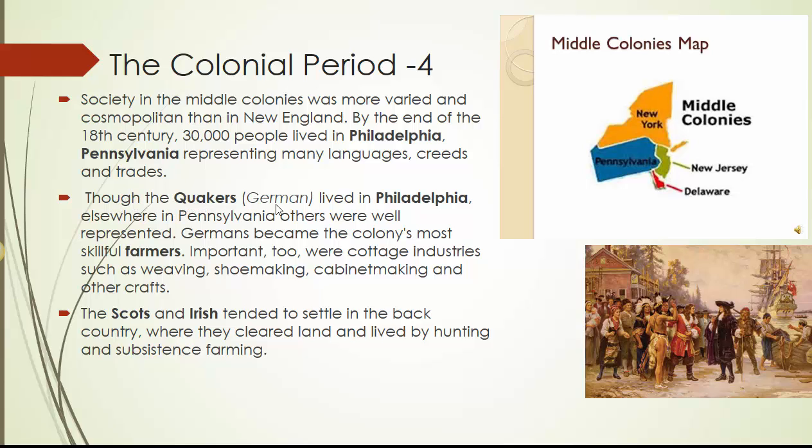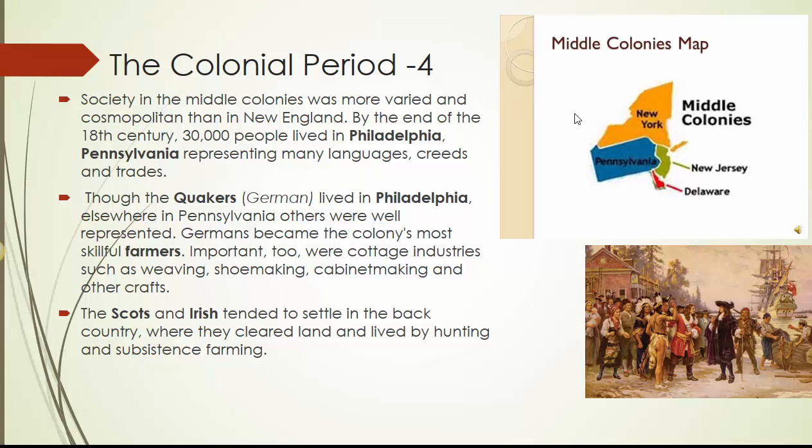Though the Quakers, from Germany, lived in Philadelphia, elsewhere in Pennsylvania, others were well represented. Germans became the colony's most skillful farmers. Important, too, were cottage industries such as weaving, shoemaking, cabinet making, and other crafts. The Scots and Irish tended to settle in the back country where they cleared land and lived by hunting and subsistence farming.